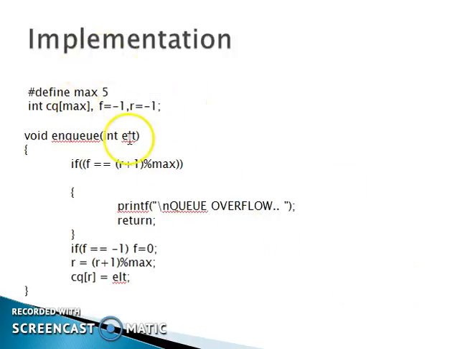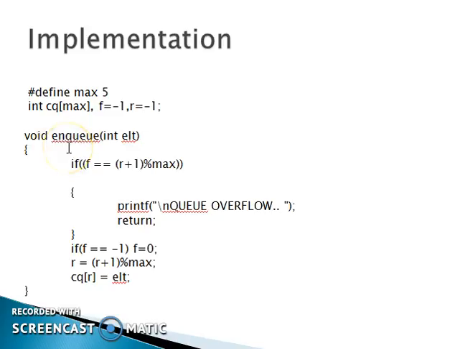So this is the implementation of a circular queue using arrays. So this defines maximum size of the circular queue to be 5. So this is the array that stores the elements of circular queue. F is a front pointer and R is a rear pointer. Initially front and rear are initialized to -1.